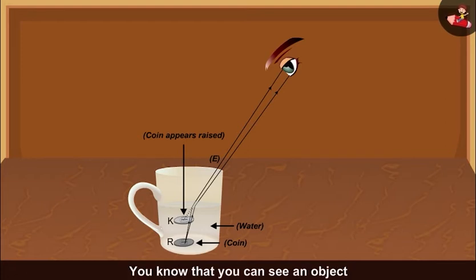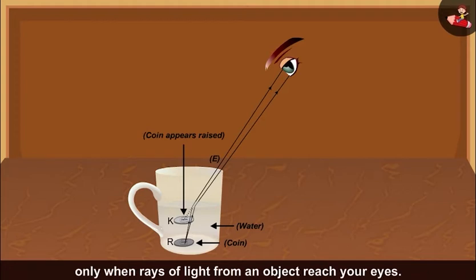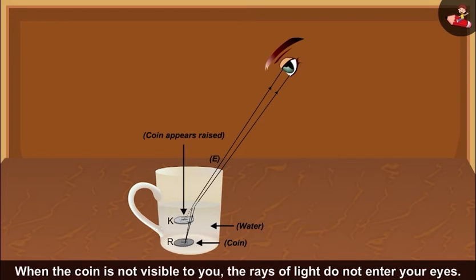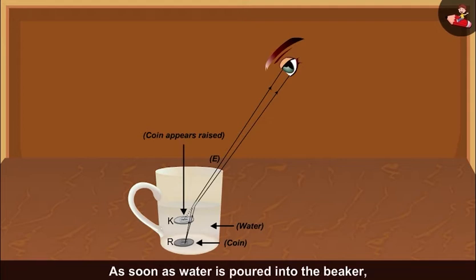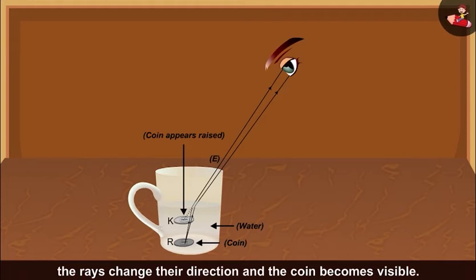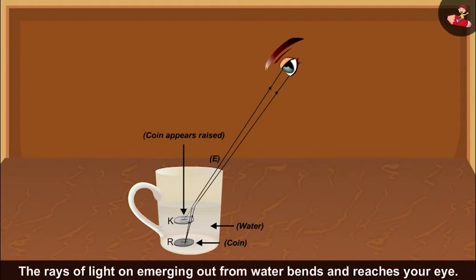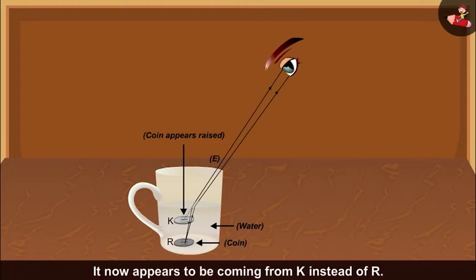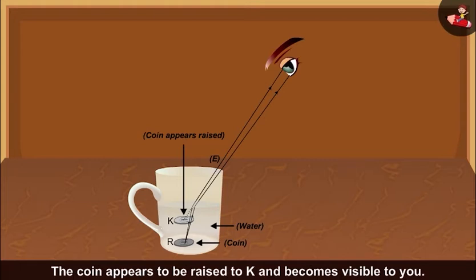You know that you can see an object only when rays of light from an object reach your eyes. When the coin is not visible to you, the rays of light do not enter your eyes. As soon as water is poured into the beaker, the rays change their direction and the coin becomes visible. The rays of light on emerging out from water bend and reach your eyes. It now appears to be coming from K instead of R. The coin appears to be raised to K and becomes visible to you.